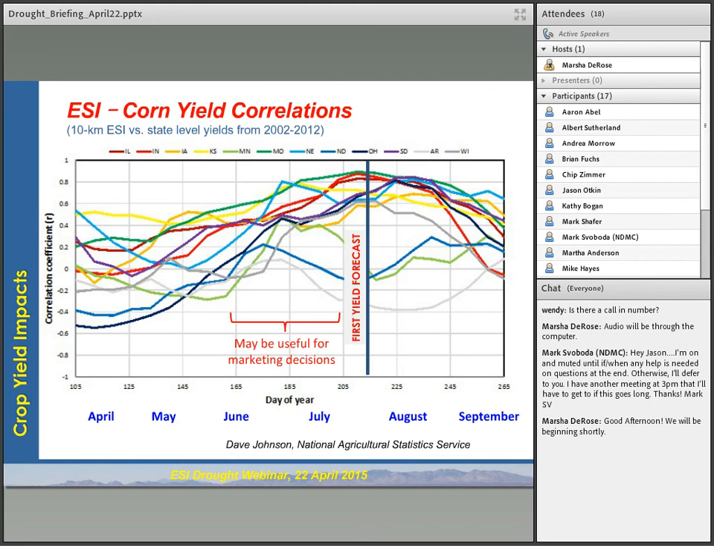Okay, this slide shows the correlation between the Evaporative Stress Index and end-of-season corn yields during various stages of the growing season. Positive correlations indicate that corn yields at the end of the growing season will be higher than normal if the ESI is positive, but will be lower than normal if the ESI is negative. So overall, you can see that the correlations are relatively small at the beginning of the growing season, on the left side of this image, but that they increase substantially by the middle of summer. What this indicates is that moisture conditions at the beginning of the growing season only have a minor impact on the final corn yields, but that their impact becomes larger as the growing season progresses.